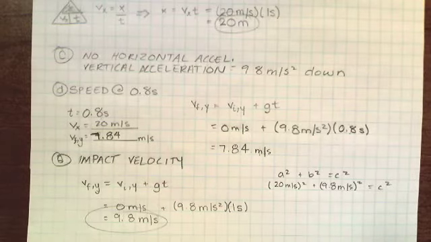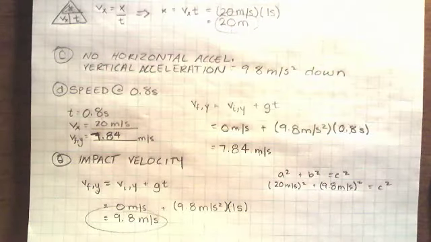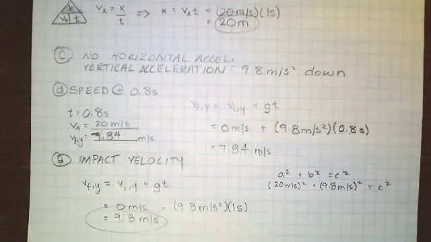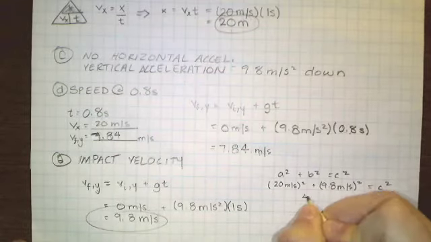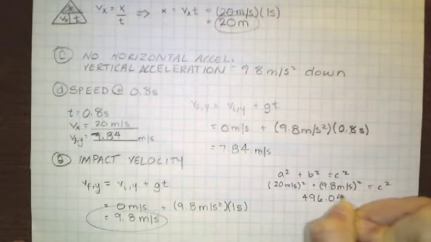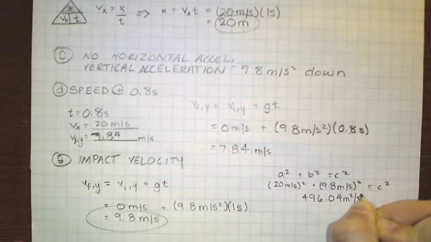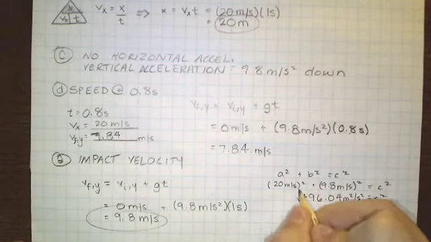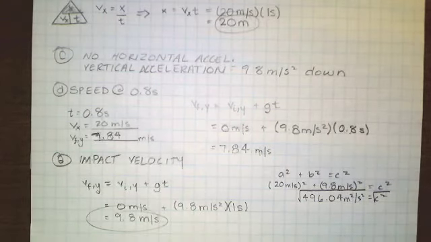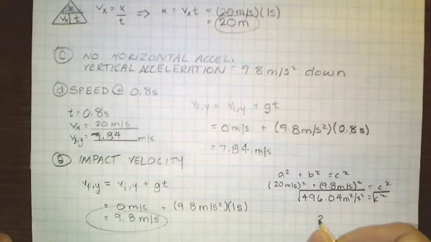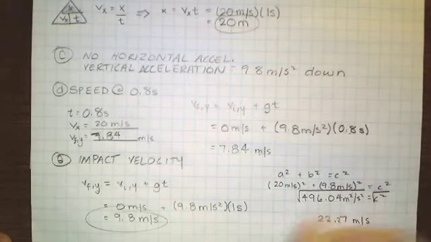Now, I know you guys use this in math a lot, so I'm going to just put my numbers in. So I got 496.04 meters squared per second squared, and then I'm going to take the square root of that, and we're going to get 22.27 meters per second. And that's our vector velocity.